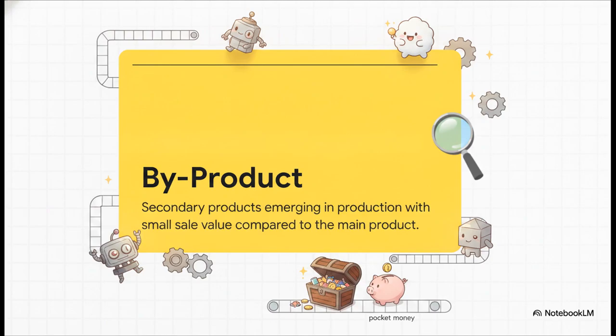If joint products are the VIPs, byproducts are kind of like the accidental sidekicks. They emerge naturally during the course of production, but they weren't exactly the main goal. The absolute crucial difference here is their value. Byproducts have a relatively small sale value compared to those main joint products. They might be sold exactly as they are, or maybe they go through a tiny bit of further processing, but ultimately they're just bringing in a little extra pocket money for the factory.